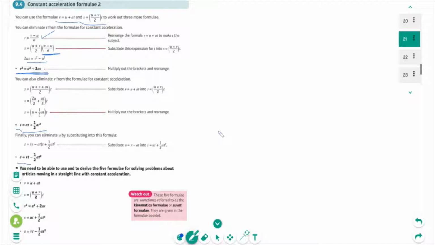So in the formula book, you're given these 5 SUVAT equations. Those are given to you, and they're called SUVAT equations. But it's best to just memorize them anyway. If you do physics, you probably know them already.